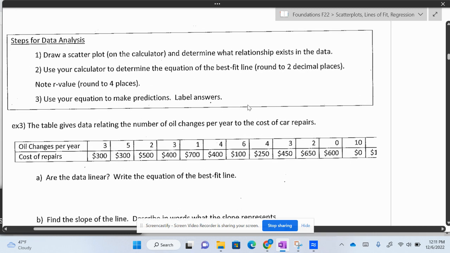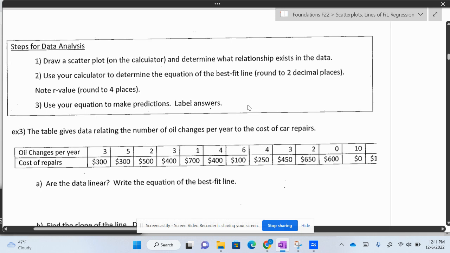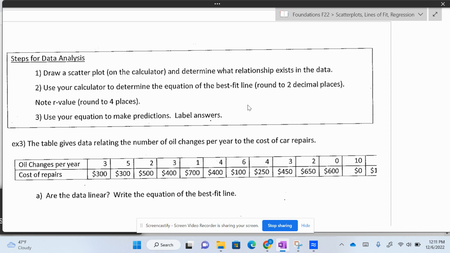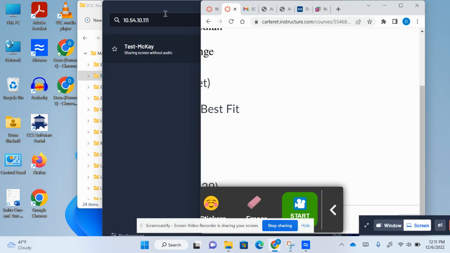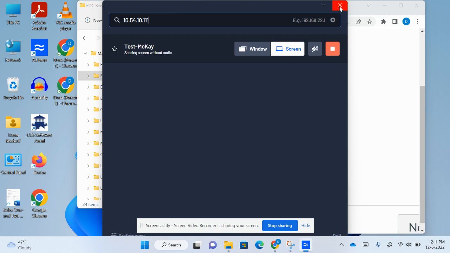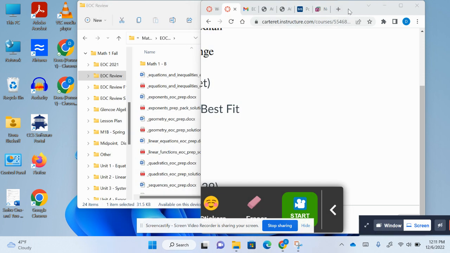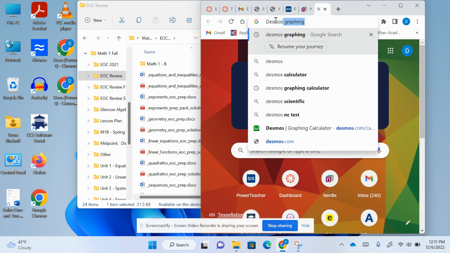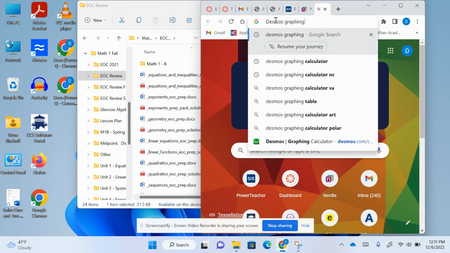So I linked to your module today the Desmos calculator. I want you guys to pair up because I don't want everyone with their MacBook open. I linked the Desmos graphing calculator, and if you don't want to go to the link, you can just type in Desmos graphing, but it's linked in your module.